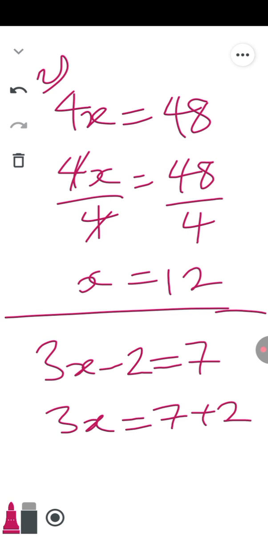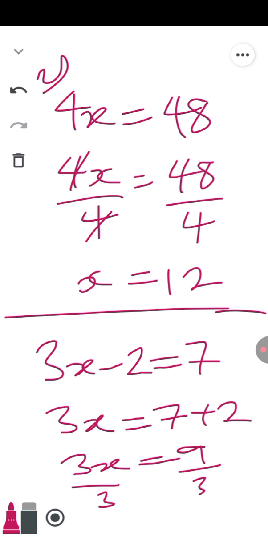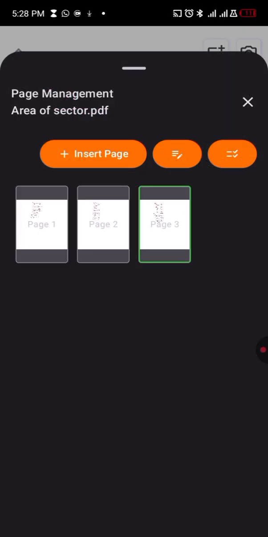Are you getting that now? So now I will have 3x is equal to 9. Is that okay now? So I divide both sides by 3, right? So I will have x is equal to 3. Are we together? Good. Is that okay? Good. So let's do more examples.